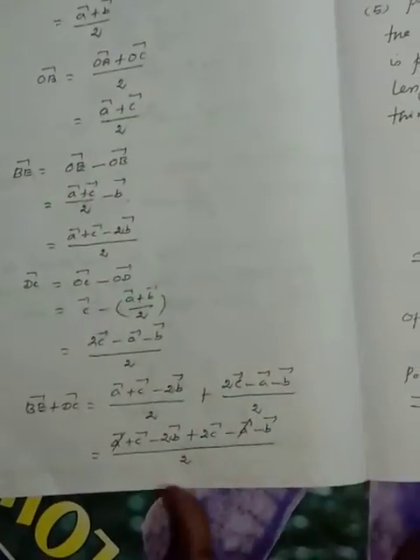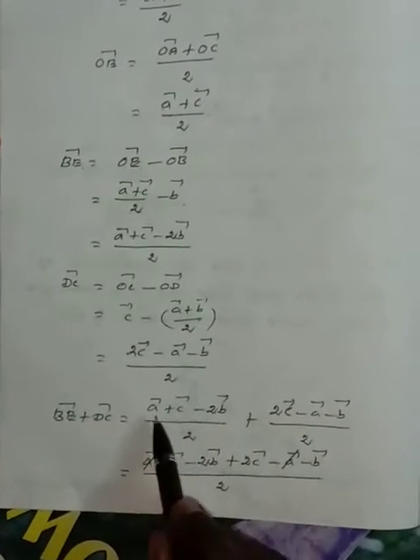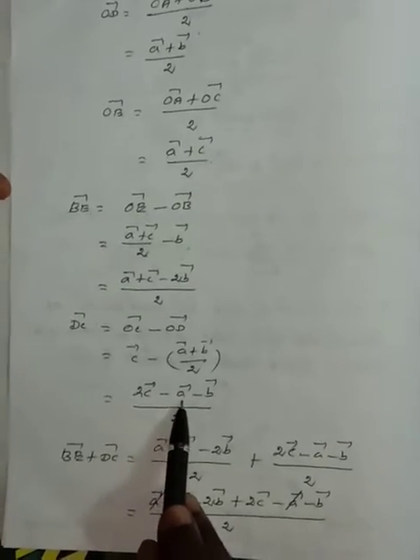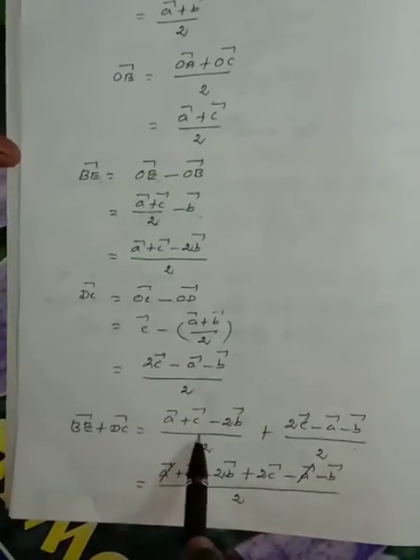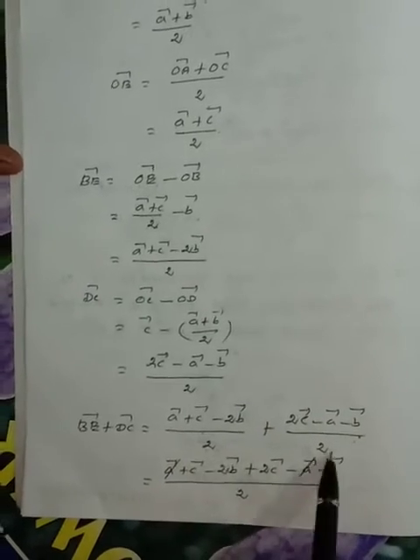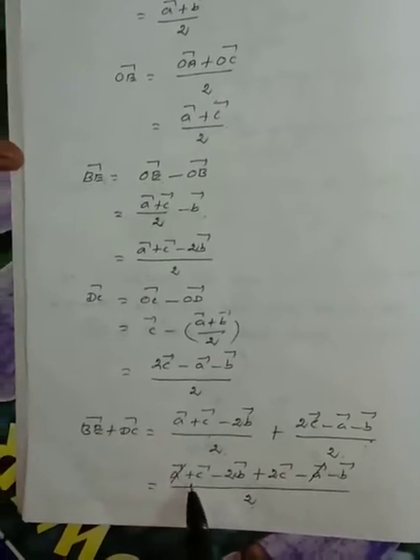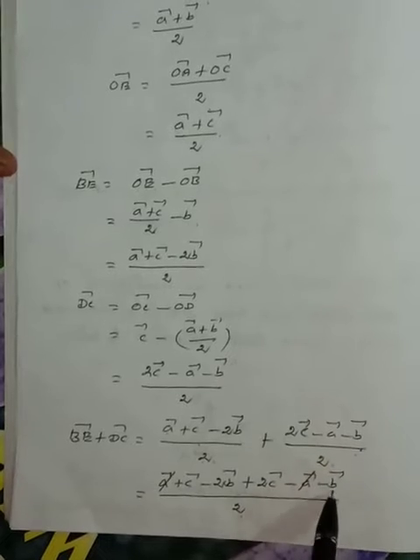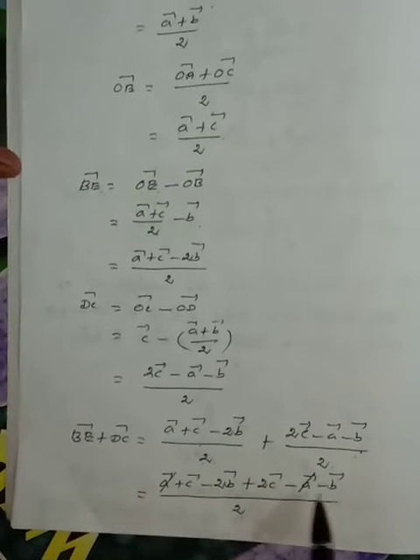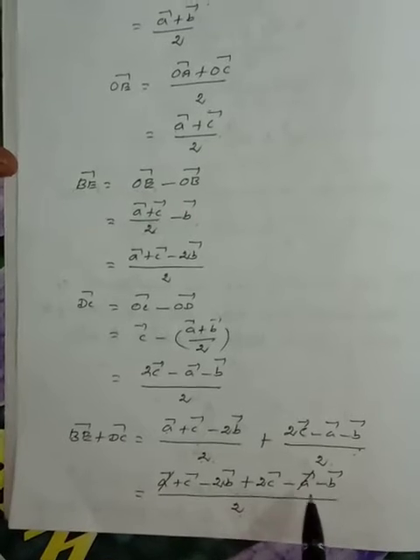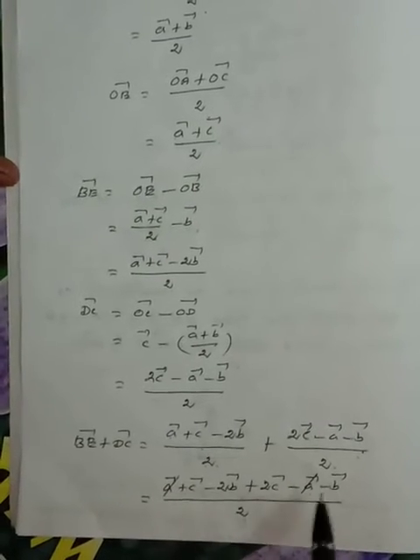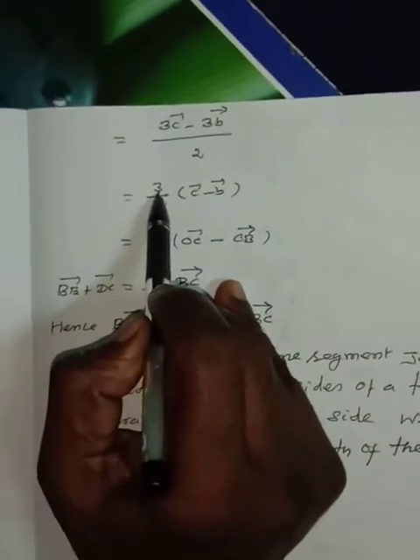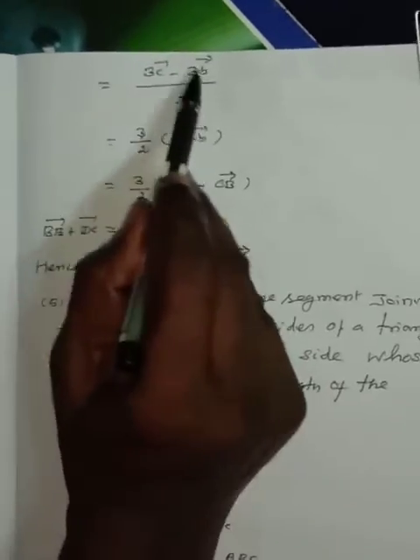Now BE vector plus DC vector. BE vector is (A vector plus C vector minus 2B vector) by 2. DC vector is (2C vector minus A vector minus B vector) divided by 2. Adding these two, the denominators are the same, 2. The numerator is A vector plus C vector minus 2B vector plus 2C vector minus A vector minus B vector. Cancelling A vector and negative A vector, we get (3C vector minus 3B vector) divided by 2. Taking 3 divided by 2 common, 3 by 2 into (C vector minus B vector).